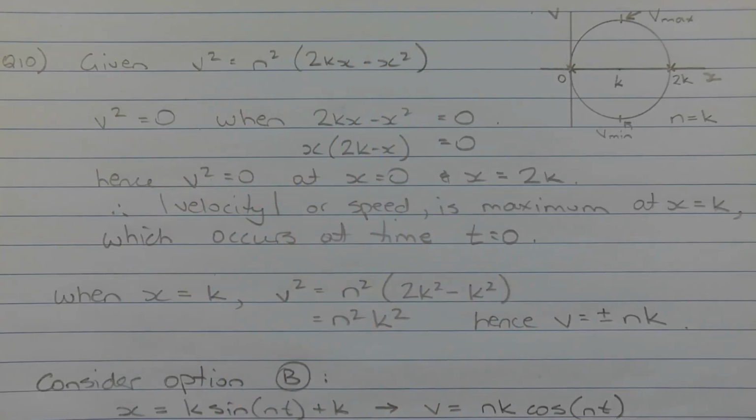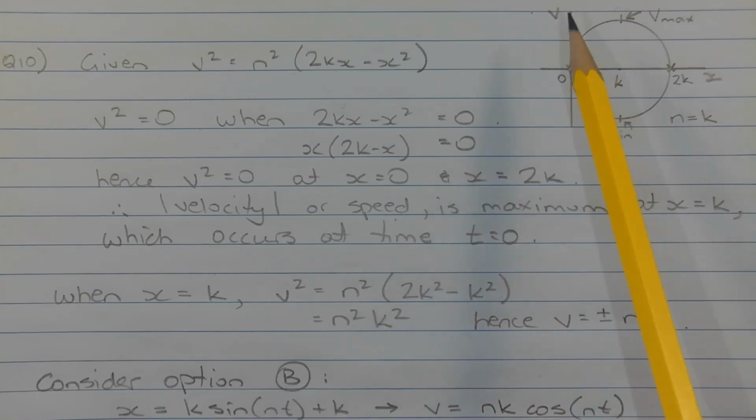So solving 2kx minus x squared equals 0, we factorize out x on the left-hand side, so we get x times (2k minus x) equals 0, which means that v or v squared is equal to 0 when x is equal to 0 and x equals 2k.